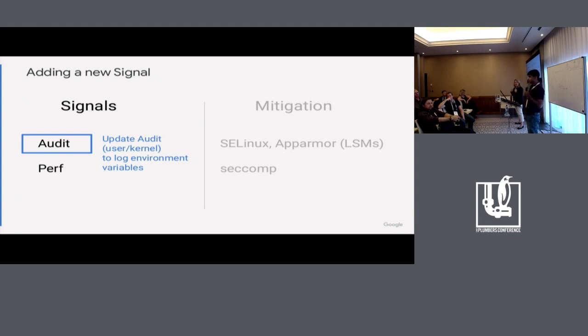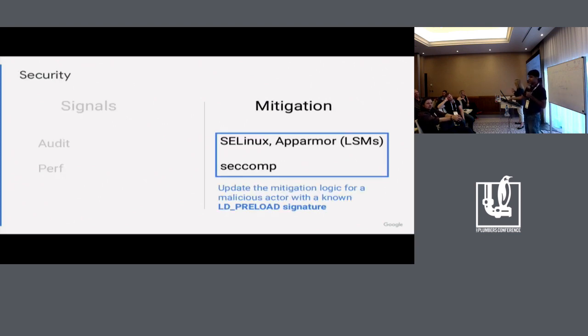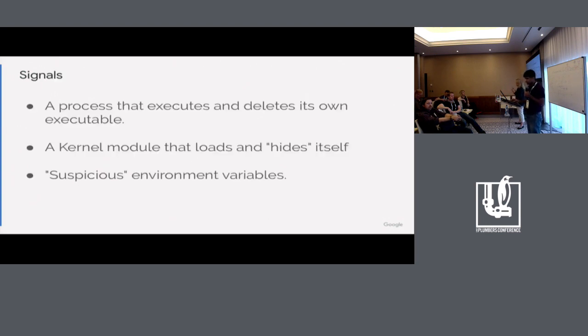We realize we need to get new information from the operating system. We need to add a new signal, as it were. And what do we need to do? We need to update audit. Let's say we need to update audit to log environment variables. Now, we want to do mitigation based on those new signals that we've added. What do you want to do? You have to update the LSMs. So while they go hand in hand, the process for doing signal and mitigation is disjoint in the Linux kernel right now.